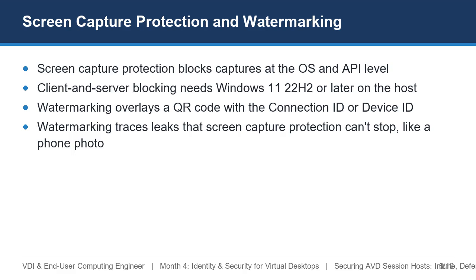Two native controls address authorized users trying to extract unauthorized data. Screen capture protection blocks screenshots and screen sharing at the operating system level, with the strongest client and server blocking mode requiring Windows 11 version 22H2 or later on the session host. Watermarking overlays a QR code containing the connection or device ID, so if someone captures the screen in a way protection can't stop, like photographing it with a phone, admins can still trace the leak back to the exact session.